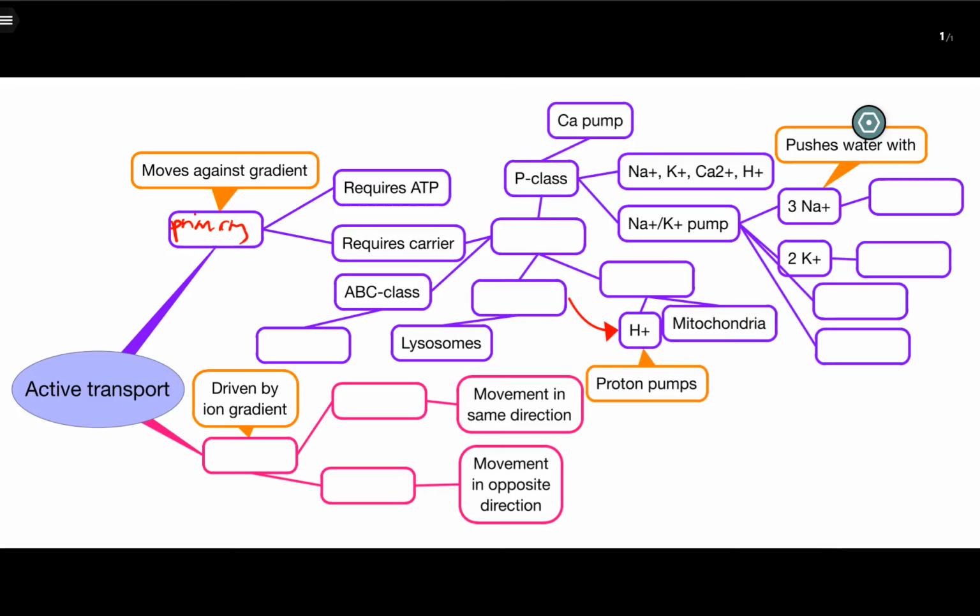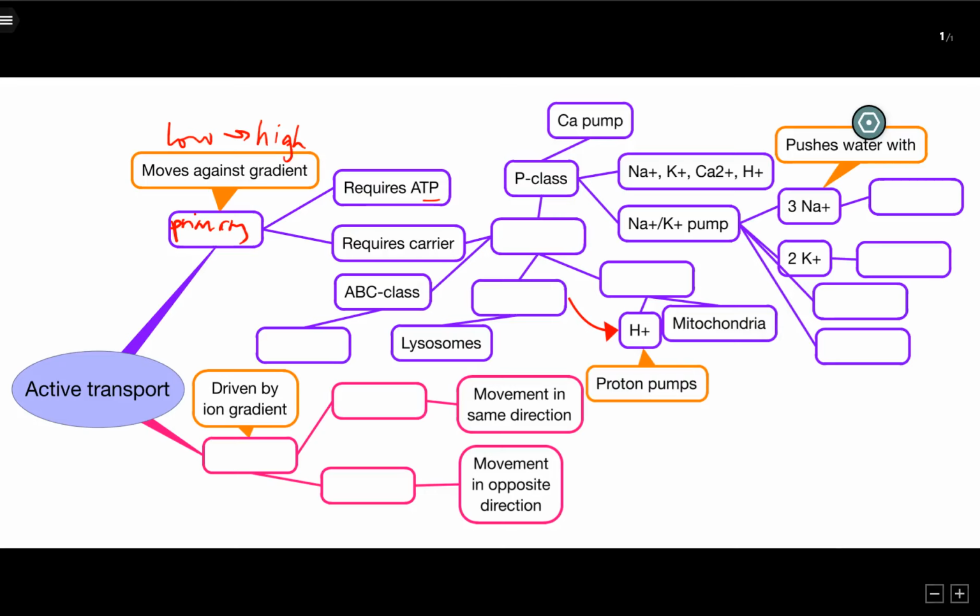Instead of going from a high concentration to a low concentration, now we're going from a low concentration outside the cell to a high concentration inside the cell. In order to do that, we need some energy to drive it in. So it requires ATP and it requires a carrier protein. With the carrier, it depends on what kind of class it is.